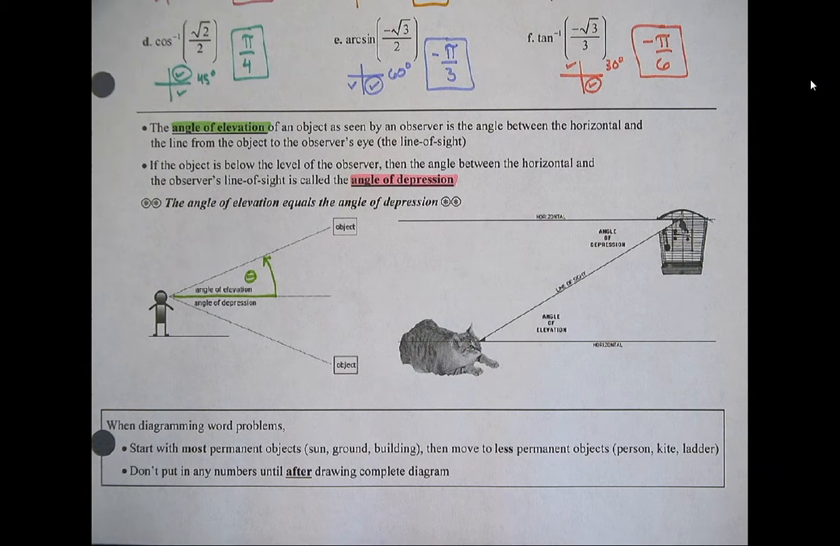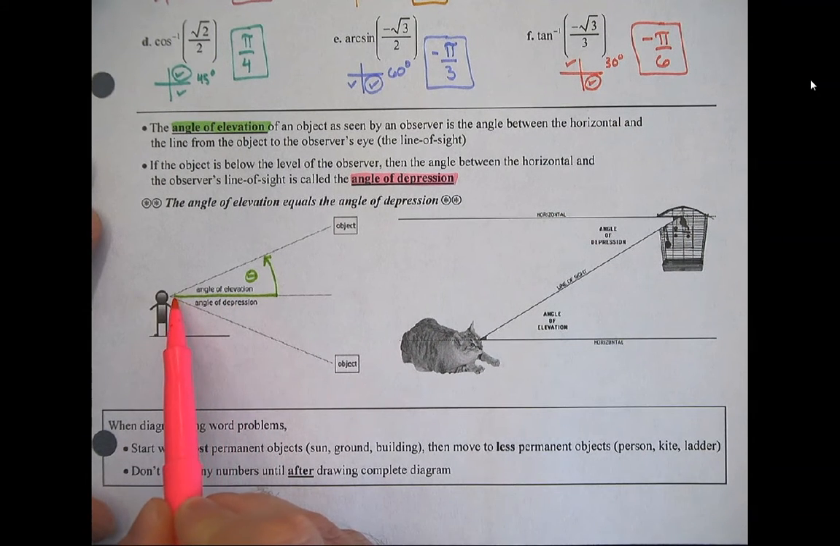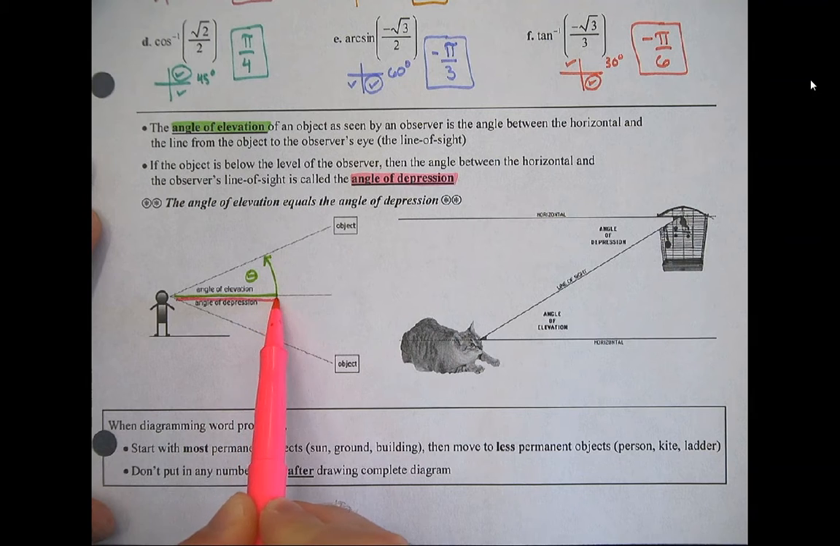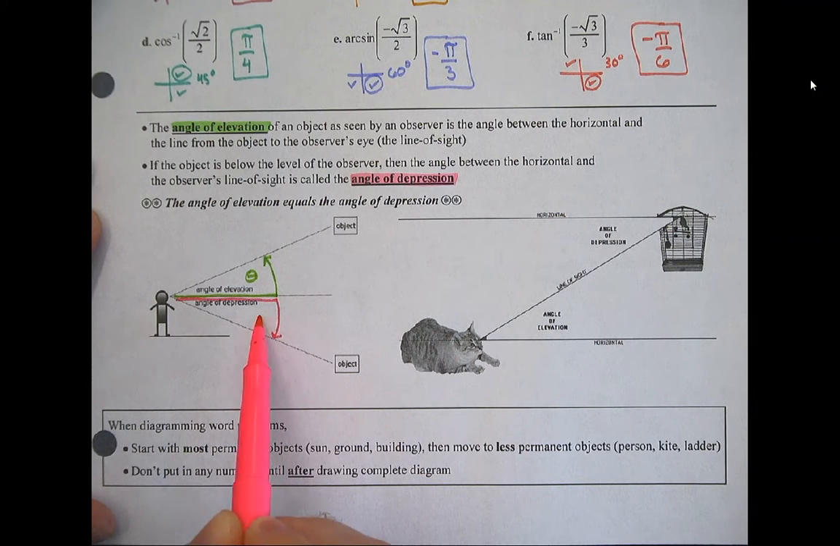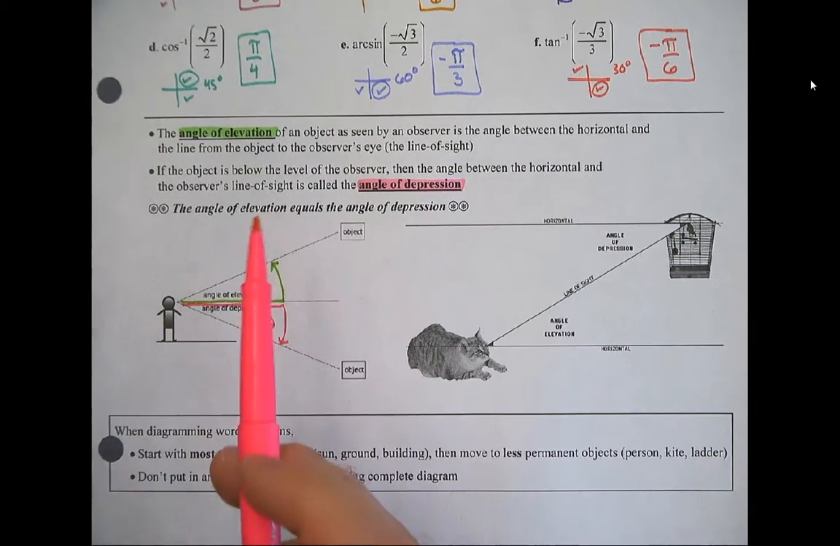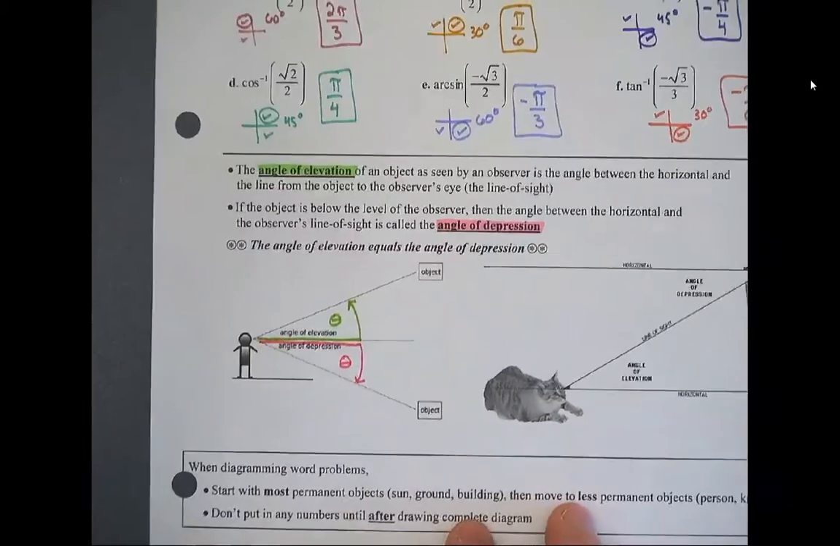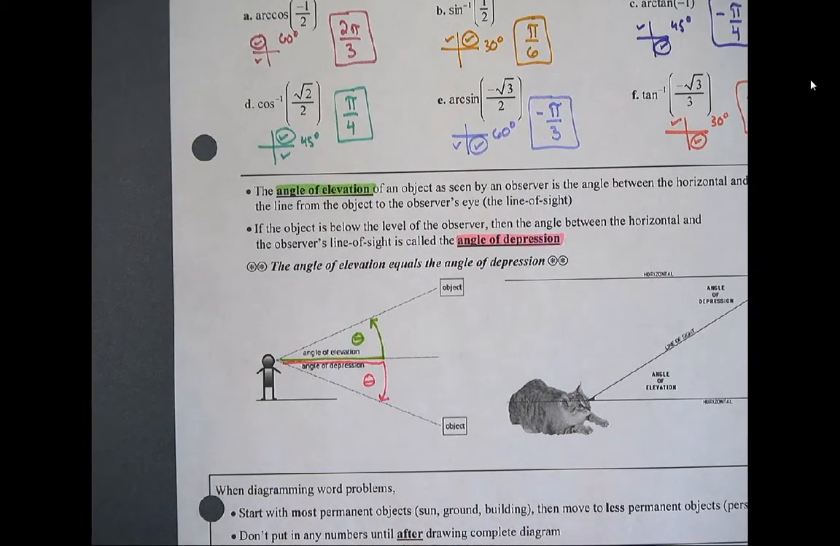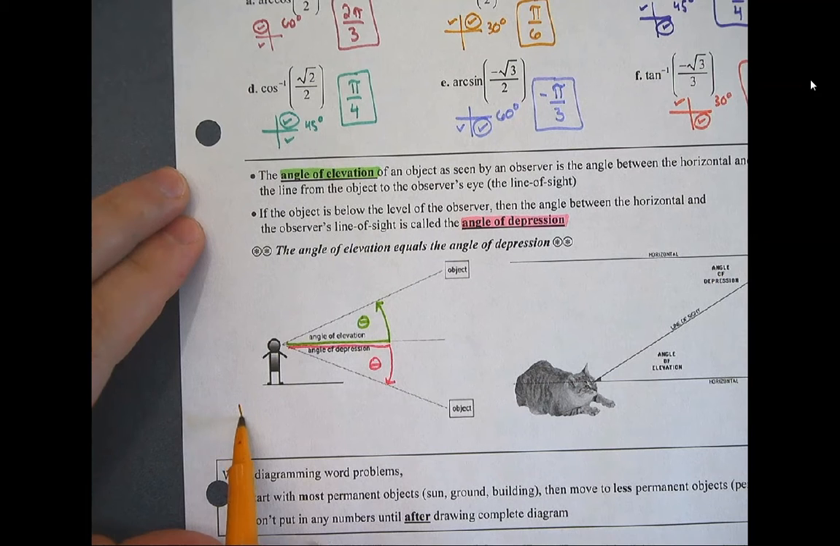But now let's look at the angle of depression. The angle of depression is looking forward and then looking down. That creates the angle of depression. And the reason I want to point this out so much is people get this wrong all the time. So here's a person on top of a building. They're looking down at something on the ground.